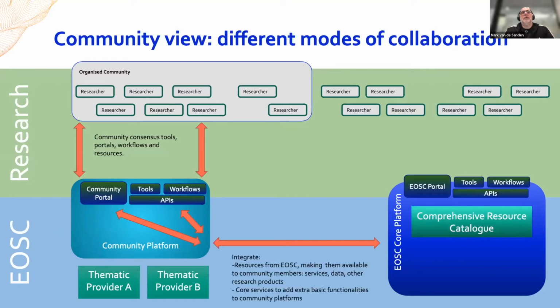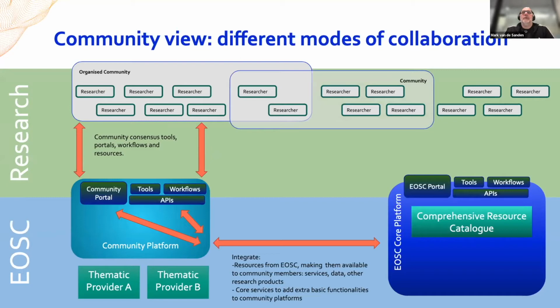And what the organized communities can do is integrate their resources and make those resources available through the EOSC platform. They can decide which kind of resources are to be made available, different kinds of services, different kinds of data, but they can also see how they can integrate with different capabilities provided through the EOSC Core platform.